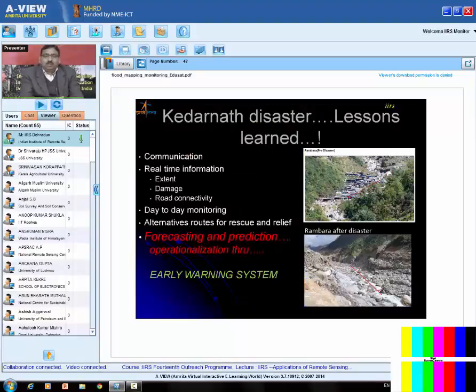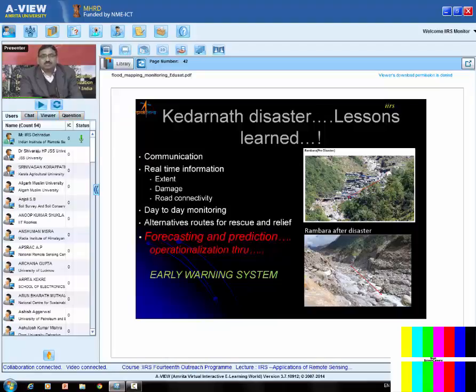Okay. This is a disaster which I want to mention here, and from this disaster we realized the importance of early warning systems. Kedarnath disaster, everybody knows. People have been talking about it for the last 1.5 years. What lessons did we learn from this? The foremost was communication, maybe by phone or even transport. No road was there, as all roads were flushed down to the river. A lot of landslides were there.